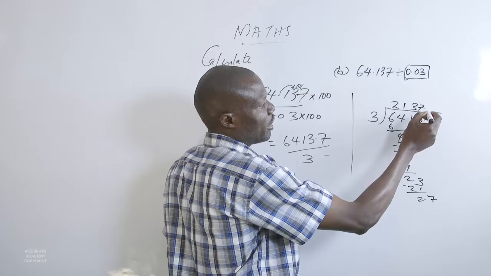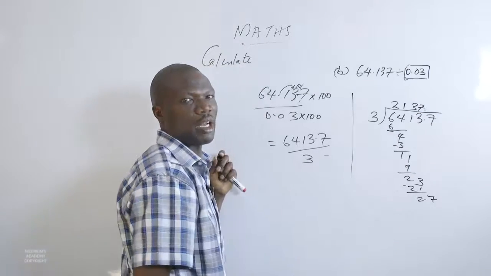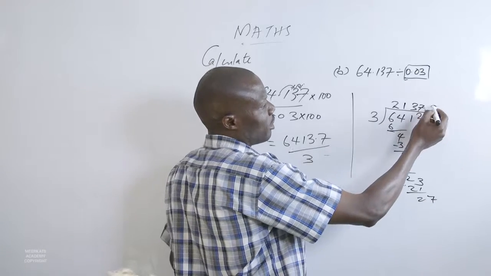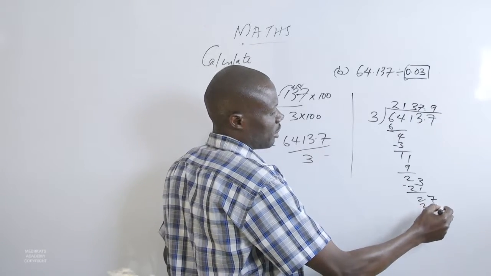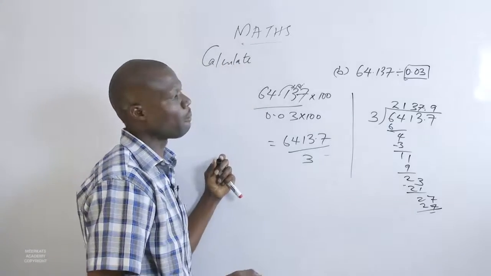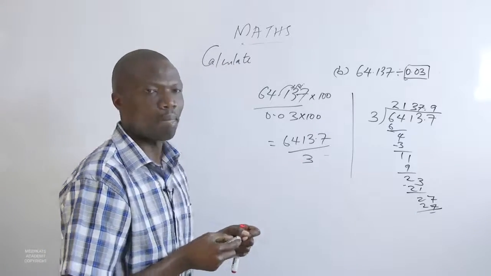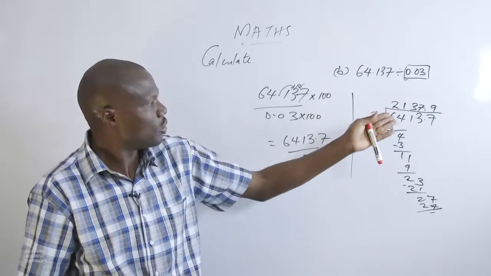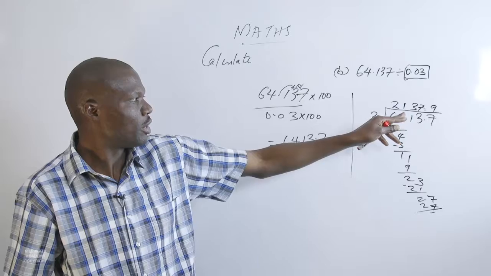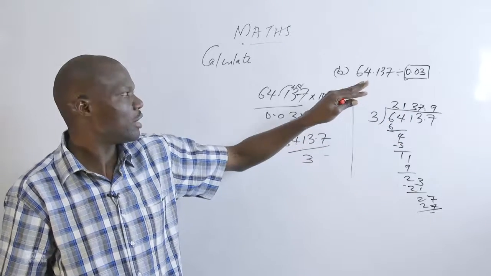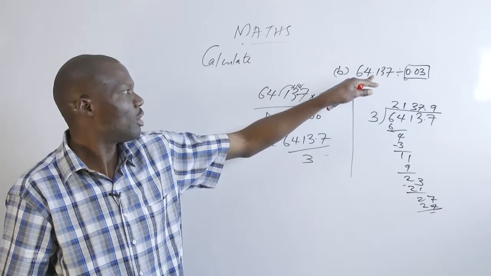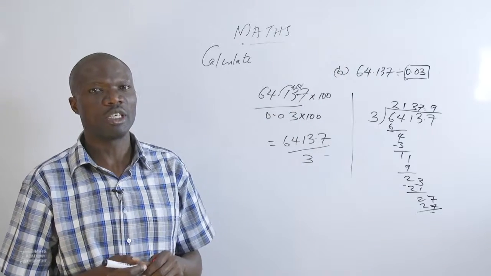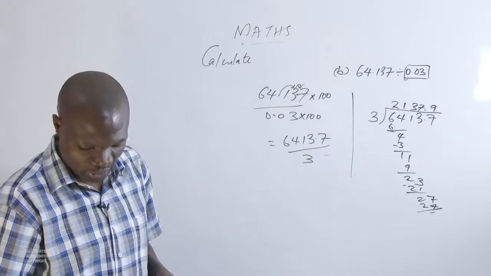Now, before anything, the decimal point should be aligned. So after the 7, we have a decimal point. 27 by 3 is simply 9. And this one gives us 27. When we subtract, it is done. So we are simply saying that our quotient, which is 2137.9, is our answer to the question 64.137 divided by 0.03.